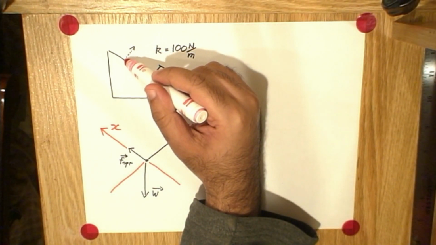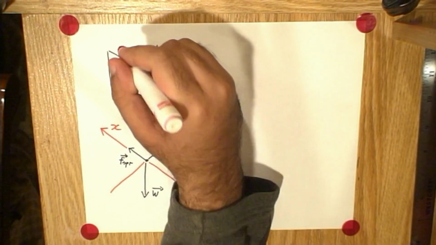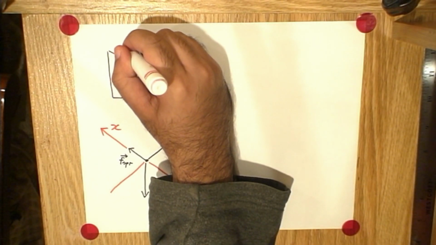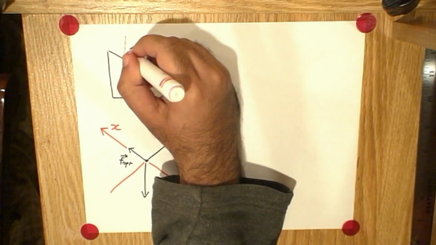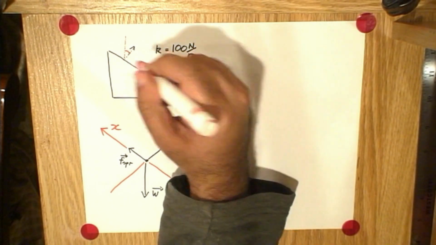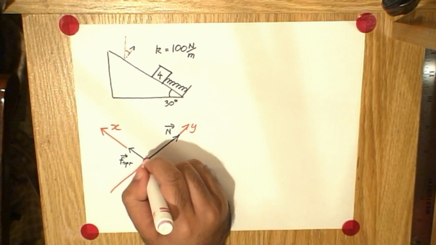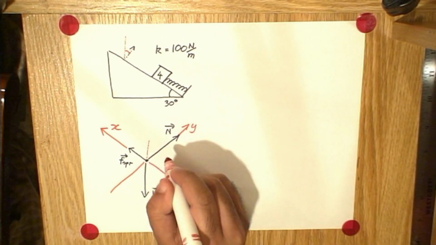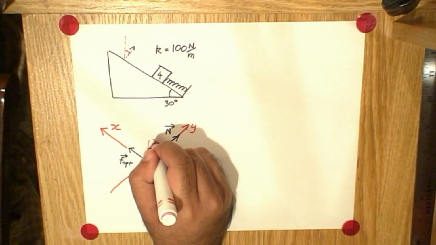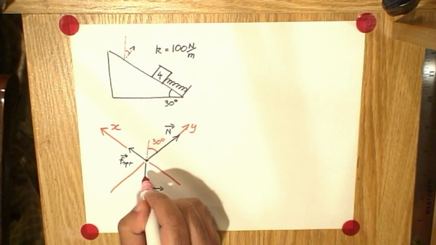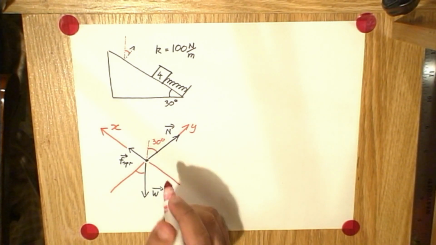Now, we have this normal force, which is at right angles to the surface. Had the surface been flat, then the normal force would have pointed straight upwards, like so. But because it's tilted by 30 degrees, the normal force has also moved 30 degrees away from the vertical. So the angle between this vertical dashed line that I've drawn and the normal force is 30 degrees. And that means that the angle between the y-axis and the weight force must also be 30 degrees.